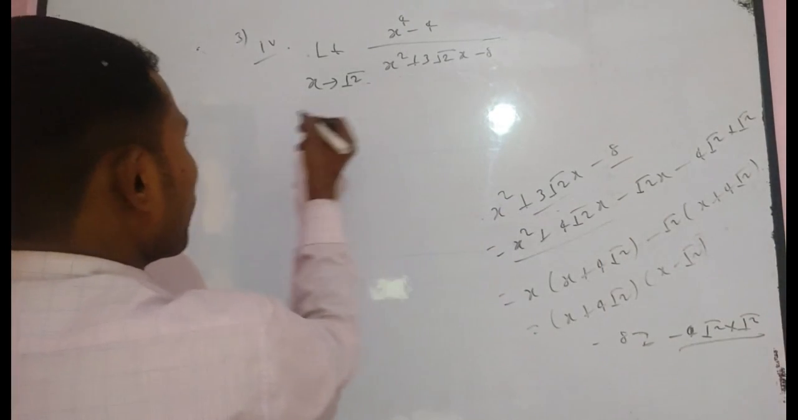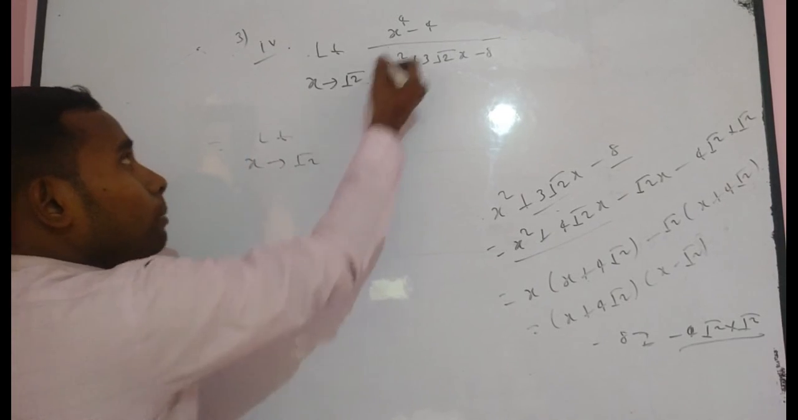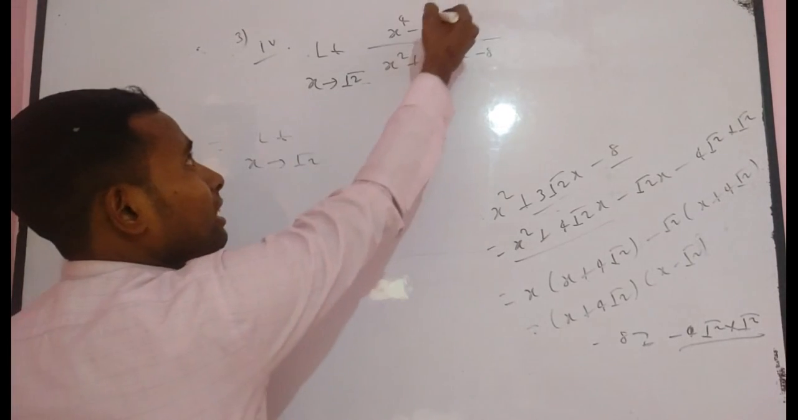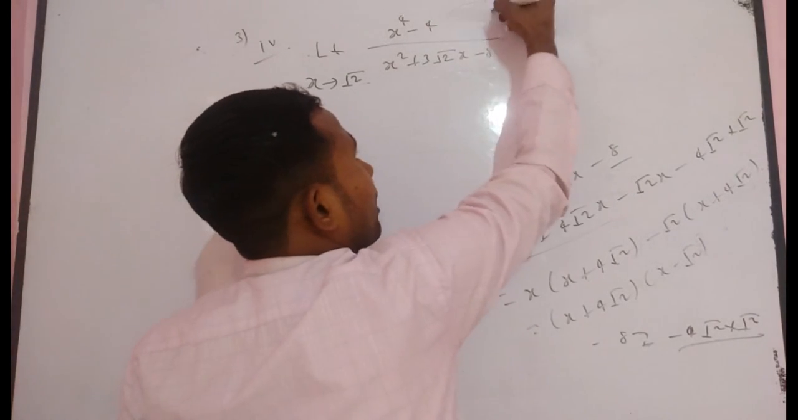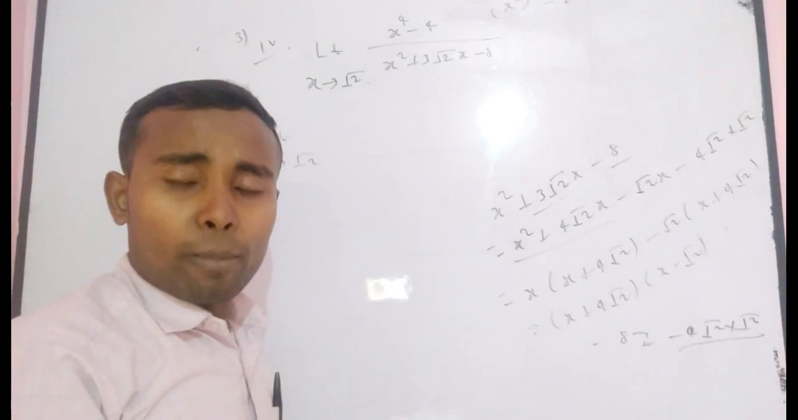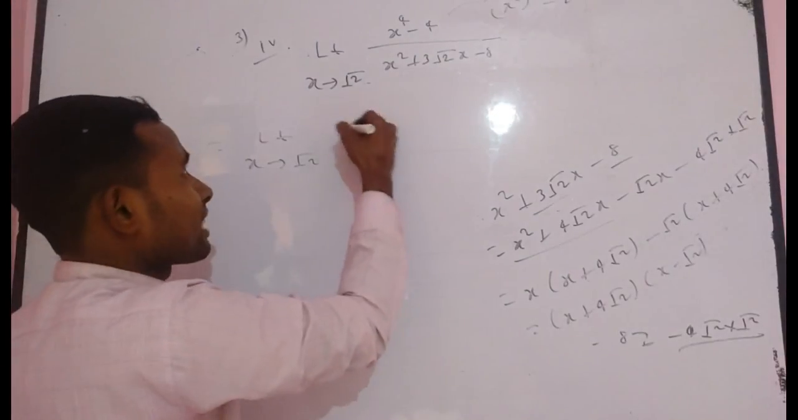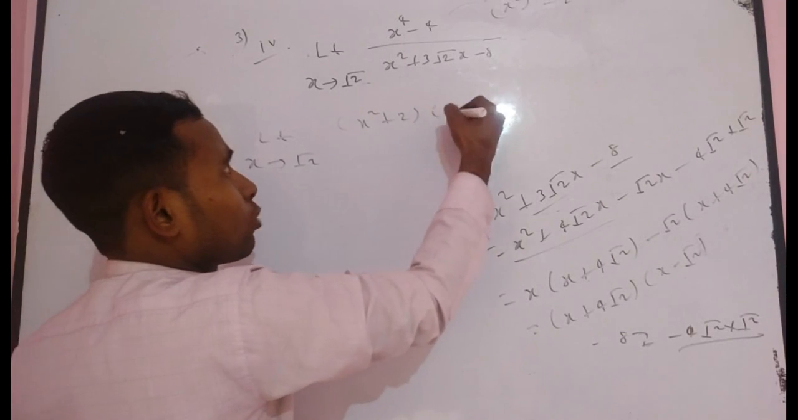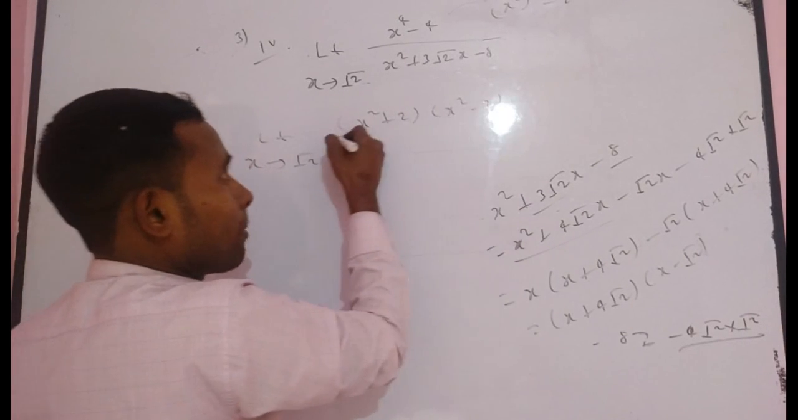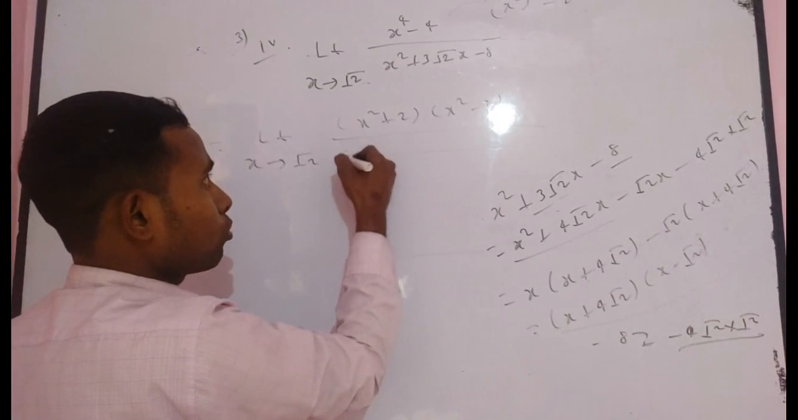Now you have to simply put it: can you write limit x tends to root 2 of x to the power 4 minus 4? Can you write it as (x square) whole square minus 2 whole square? As you know, it is just a square minus b square. What is the formula of a square minus b square? It is (a plus b) into (a minus b). So you can write it as (a plus b) into (a minus b) divided by (x plus 4 root 2) into (x minus root 2).